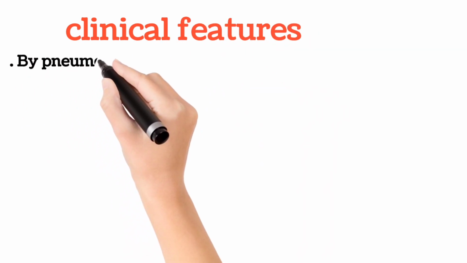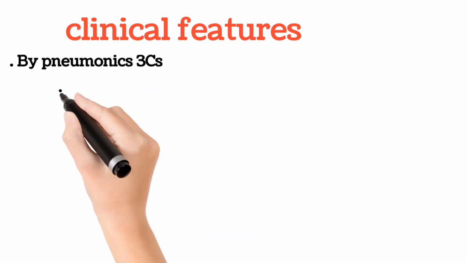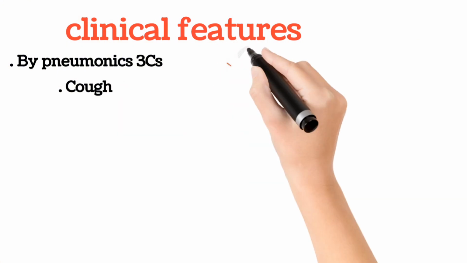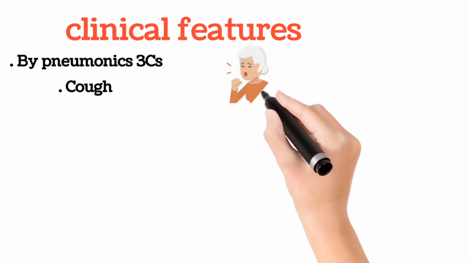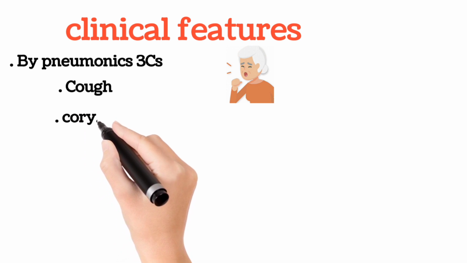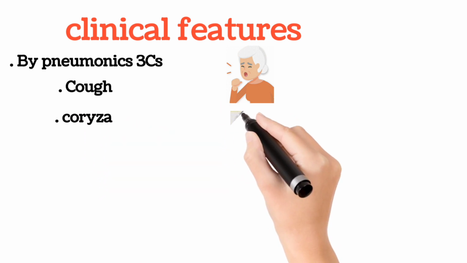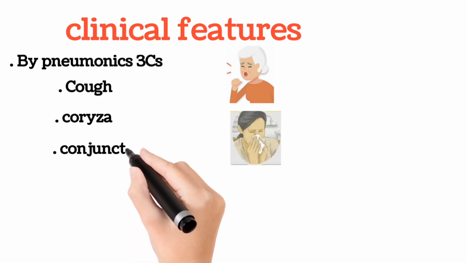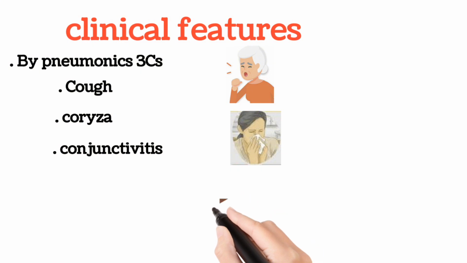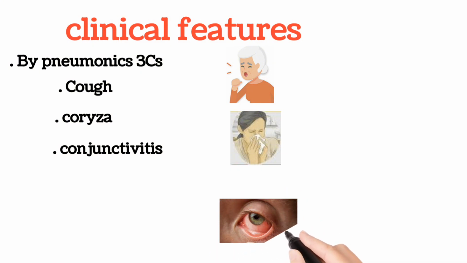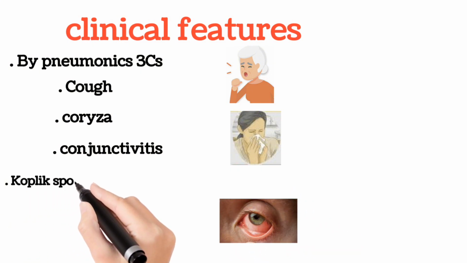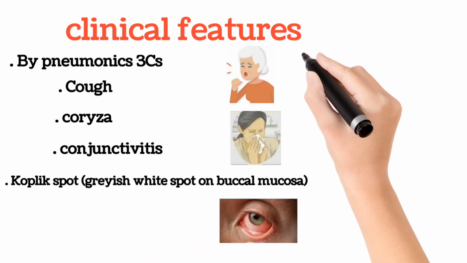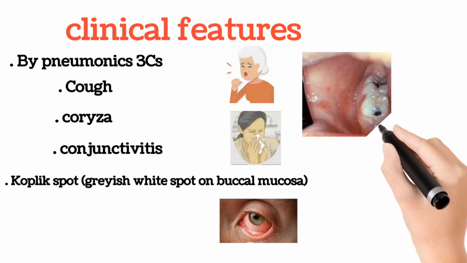The clinical picture of this disease can be memorized by a mnemonic, that is 3C. In this disease, there is cough, coryza, that is the inflammation of the mucosa of the sinuses, flu-like symptoms occur in the patient, and conjunctivitis, which is the redness of the eyes. The eyes become red, and along with that, the main pathognomonic sign is Koplik spots, which are grayish white spots on the buccal mucosa.